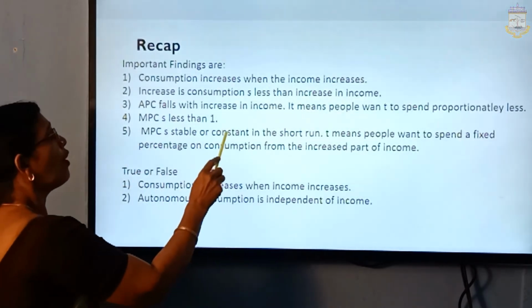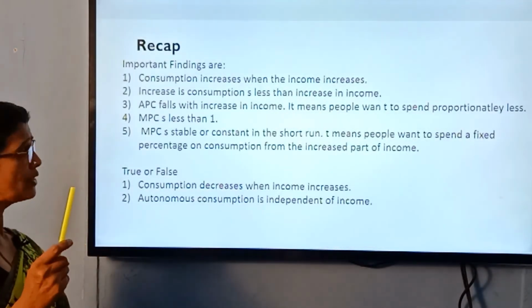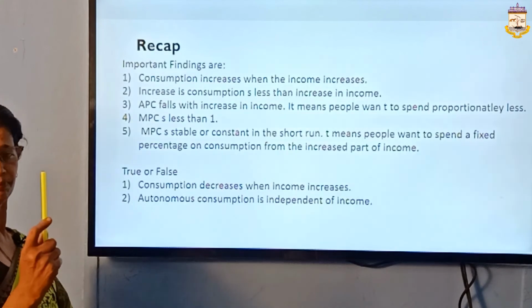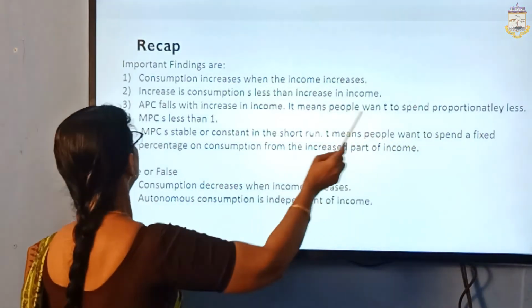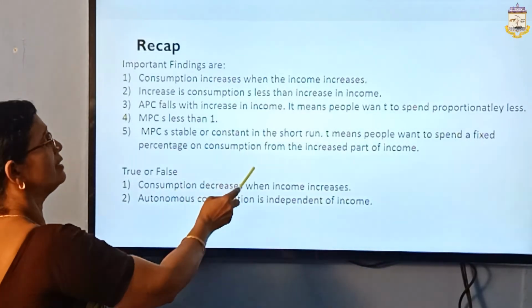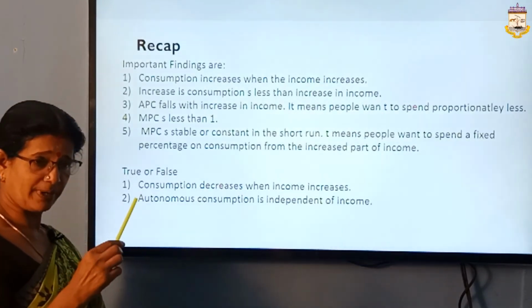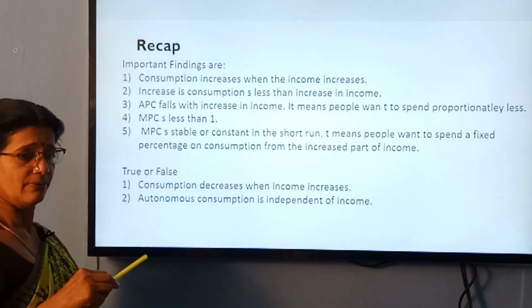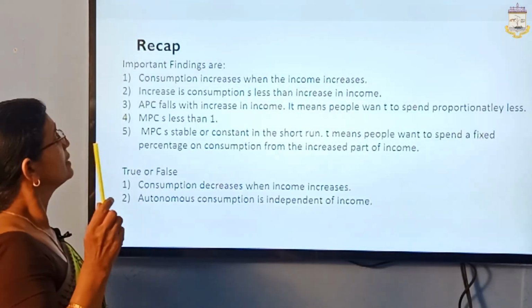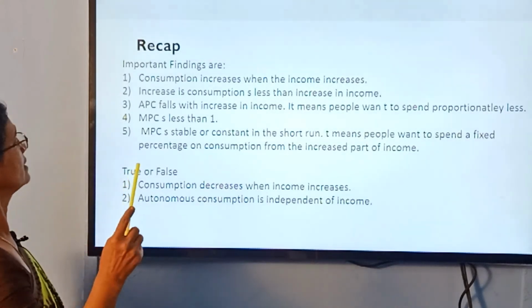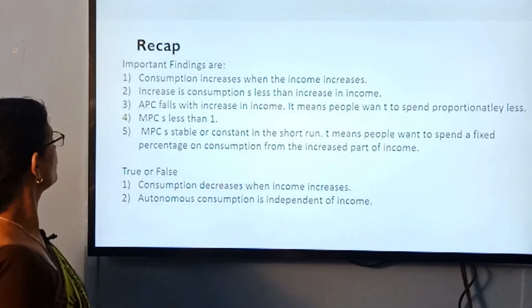MPC is stable or constant in the short run. Keynesian consumption function, he assumes short run consumption function is stable or constant. It means people want to spend a fixed percentage on consumption from the increased part of income. In our example, we have seen that when the income increased by 60, they spent 50 crores on consumption, that is about 80% on consumption. That's the meaning, a fixed percentage on consumption from the increased part of income.